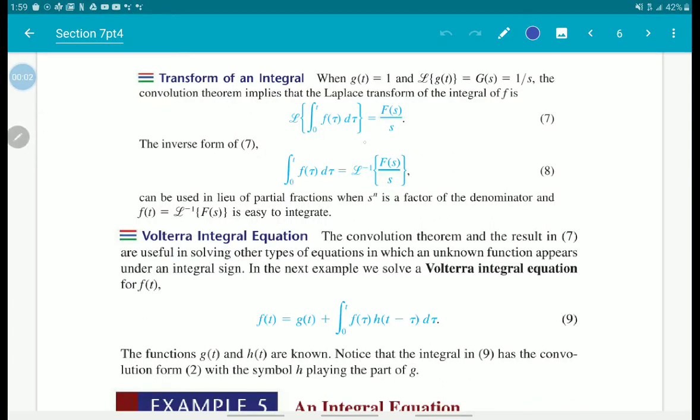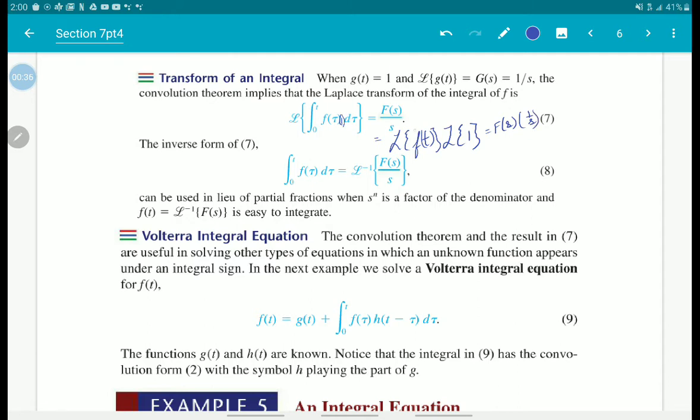So we kind of already used this idea in the last two examples, I believe. And that was the idea that our g of t was going to be 1. So we could rewrite this as f of tau times 1. And then we would have that equal to the Laplace of f of t times the Laplace of 1. And the Laplace of f of t is just capital F of s. The Laplace of 1 is 1 over s.